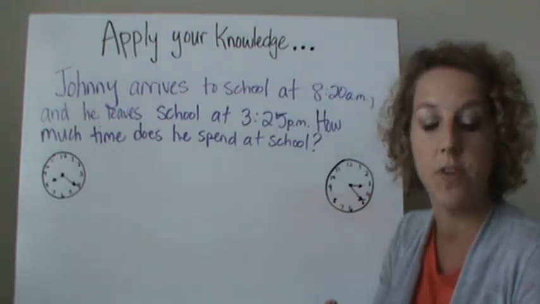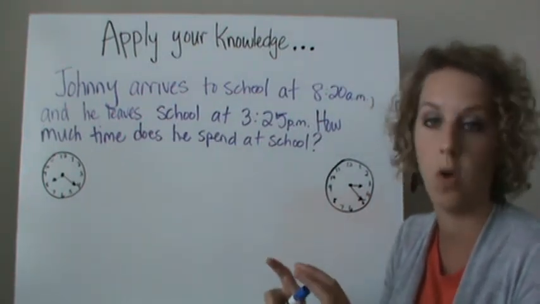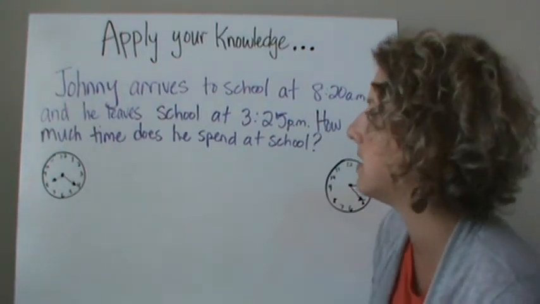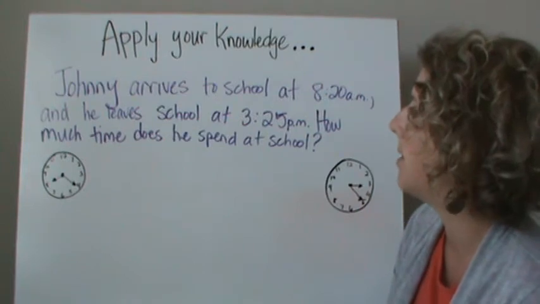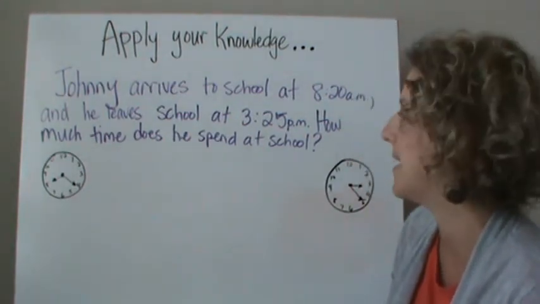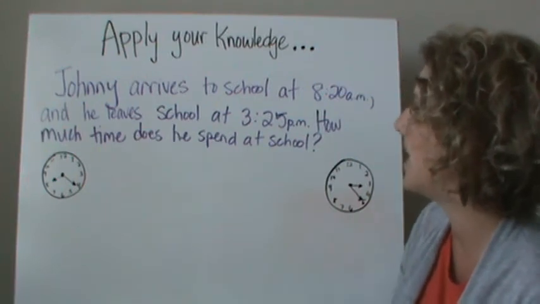Or p.m. If you have a digital watch or a digital alarm clock, it might say a.m. or p.m. But for an analog, it does not show that. So you can look outside to see if it's daylight or nighttime to see which is which. Alright, so he arrives at school at 8:20 a.m.